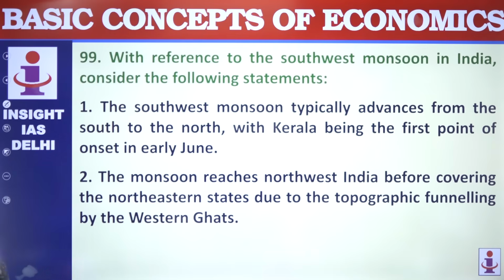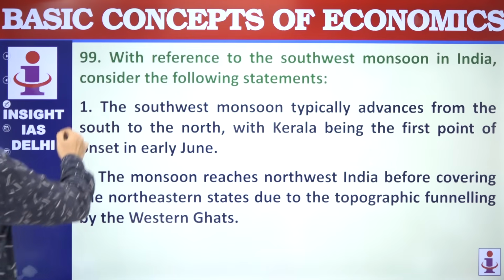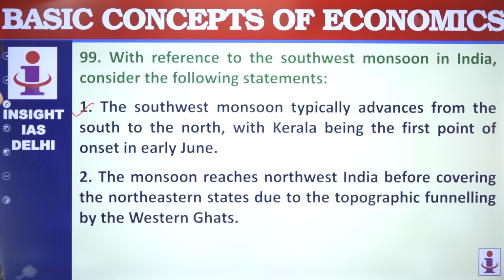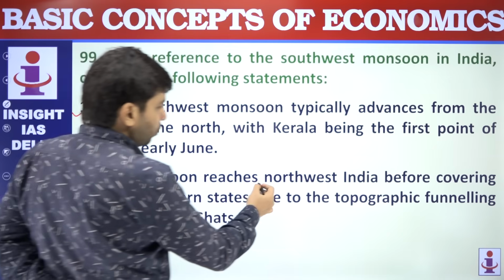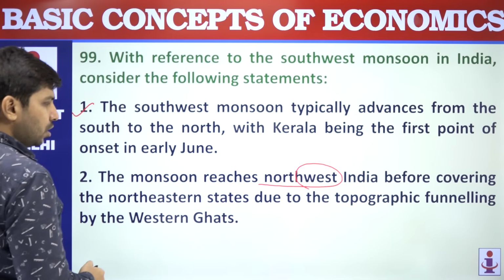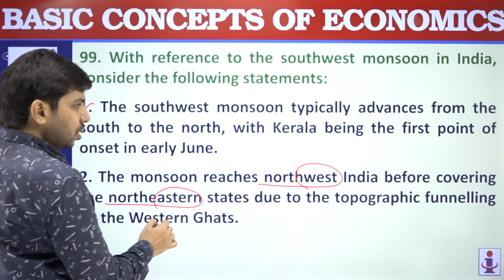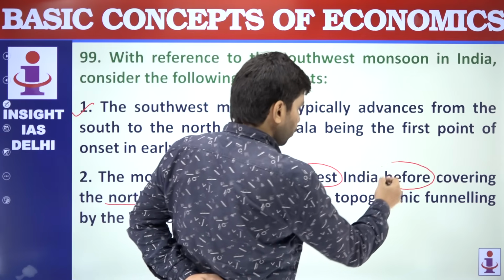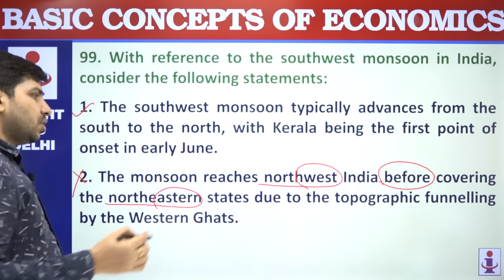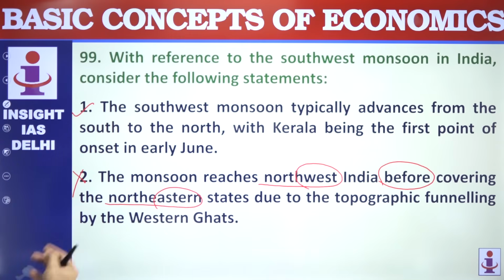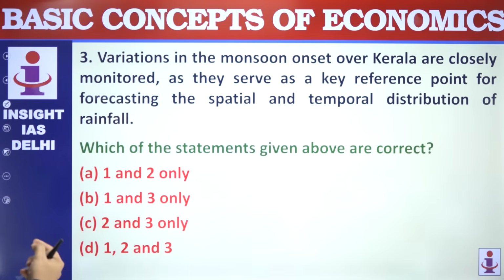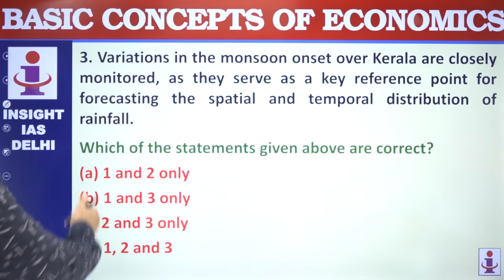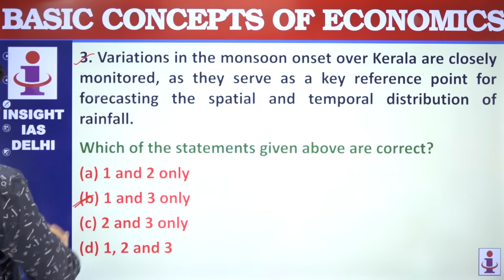Southwest monsoon typically advances from the south to the north, with Kerala being the first point of onset in early June. Yes. The monsoon reaches northwest India before covering the northeastern. Northwest means the areas around Gujarat, Punjab, and northeastern. So this is saying it reaches northwest before reaching northeastern. So this is not correct. Actually, northeastern India experiences monsoon much earlier than northwest India. So 1, 2 is not correct. Variations in the monsoon onset over Kerala are closely monitored as they serve as, yes, this statement is correct. So 1 and 3 are correct statements.